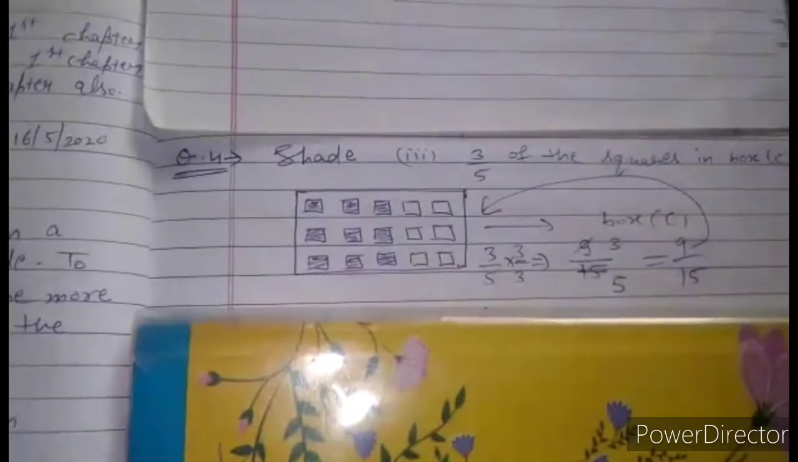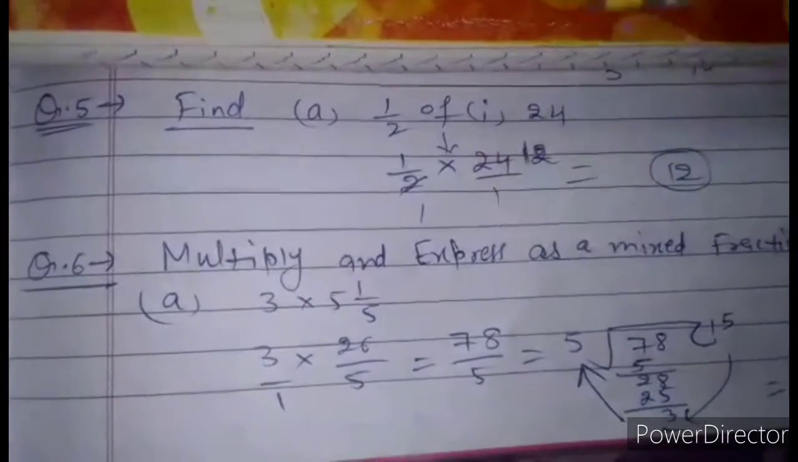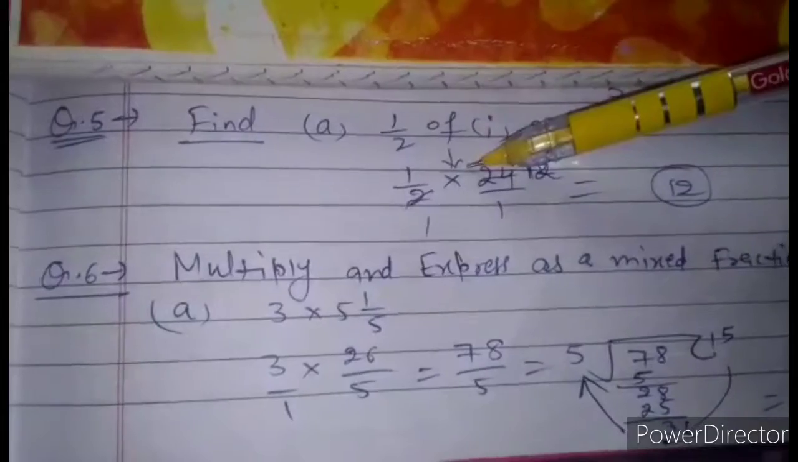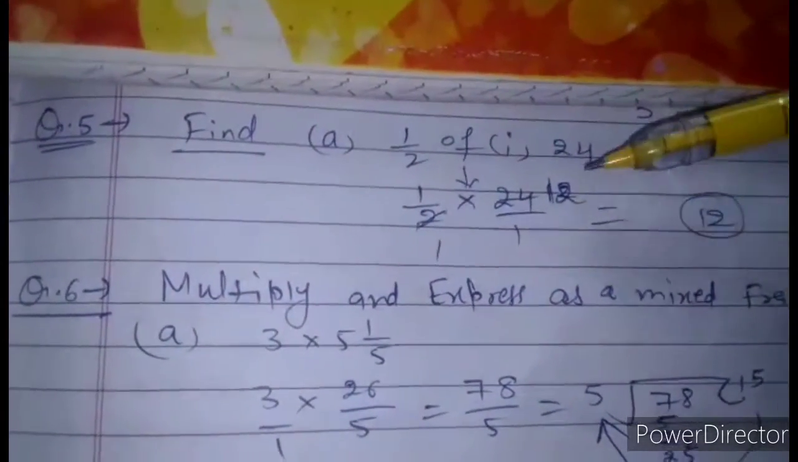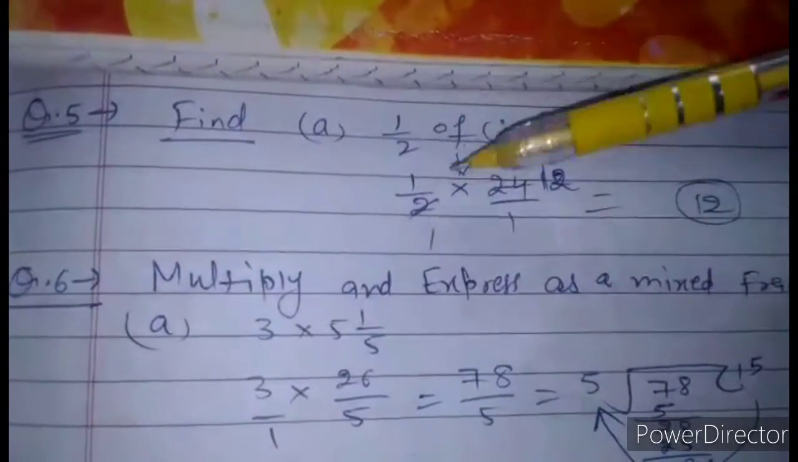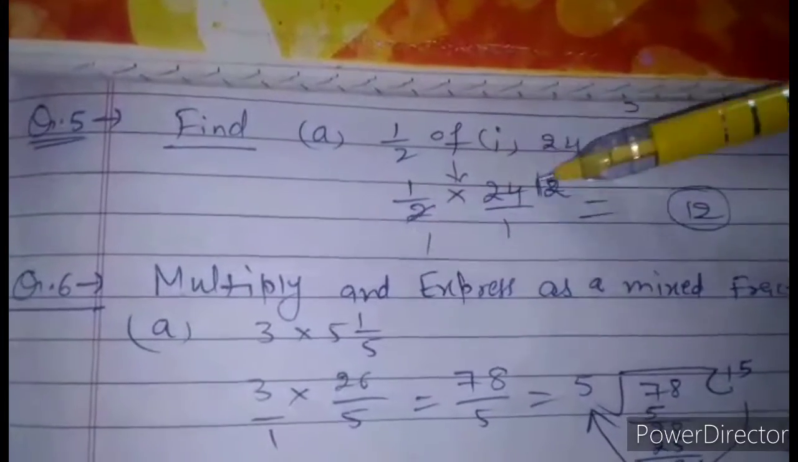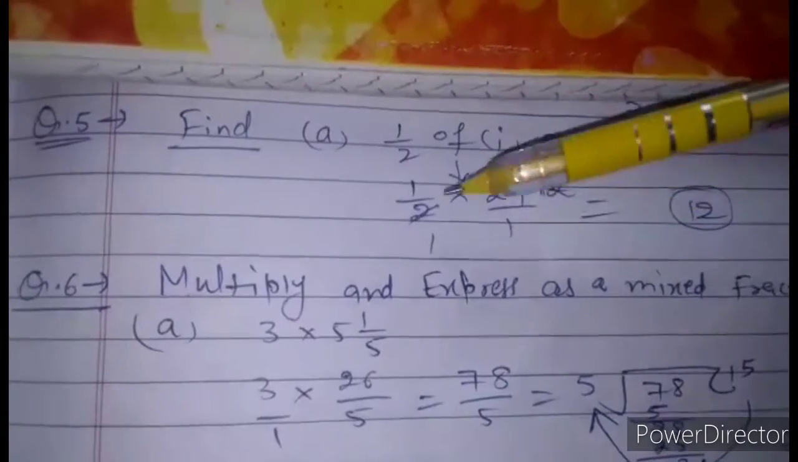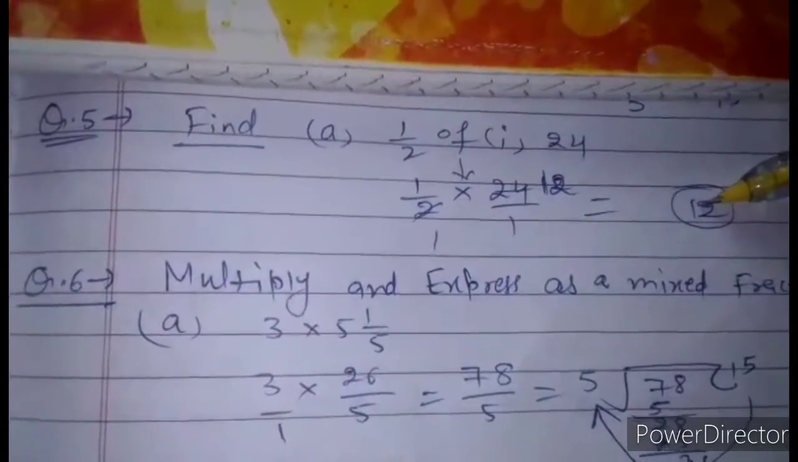Let's see question 5 of exercise 2.2. Here is the statement. There are 4 parts of question 4. I'll tell you one part here. Other parts you can solve with the same method. 1 by 2 of 24. Of means multiply. 1 by 2 multiply 24. We will cancel here, the denominator we will consider 1. Cancel the numerator with the denominator. We will get the answer 12.